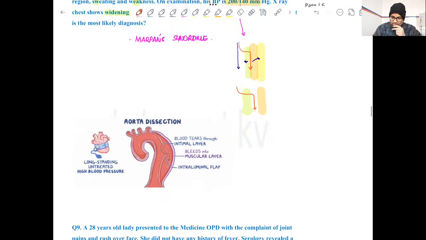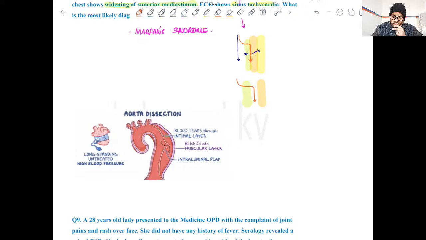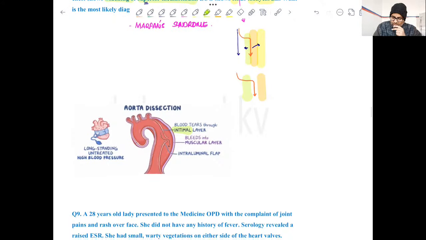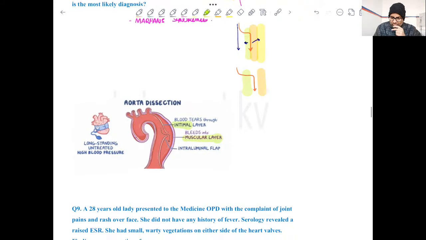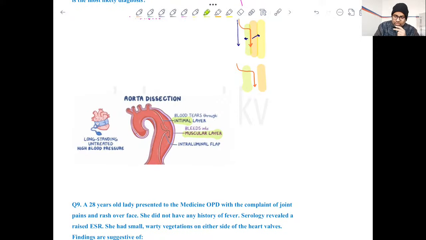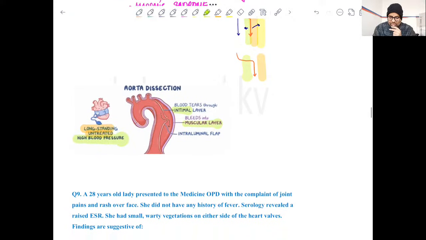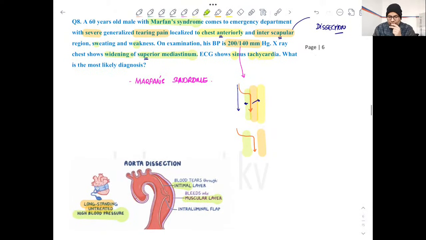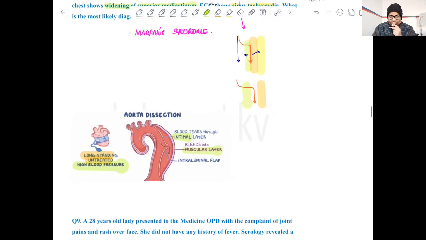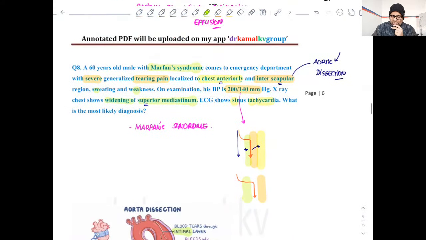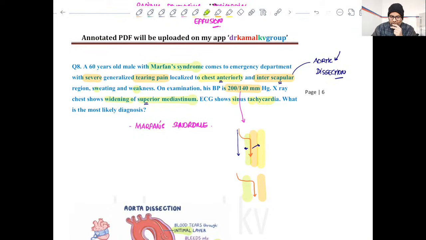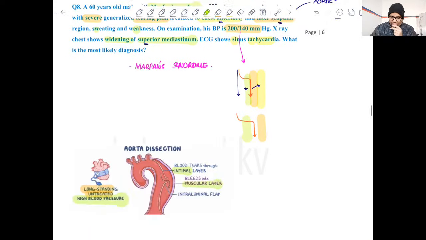Okay, so this is aortic dissection. The blood tears the intimal layer, the inner layer, and then there is blood within the muscular layer, right? So again, long standing untreated high blood pressure. This is one predisposing condition, and especially in cases of Marfan syndrome, we can see this aortic dissection. Clear? And this clinical presentation is obvious. The moment you have this word, straight away aortic dissection.